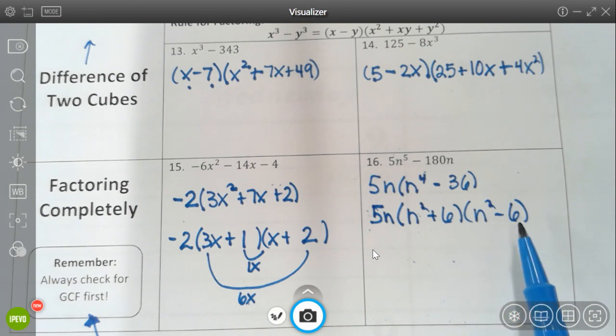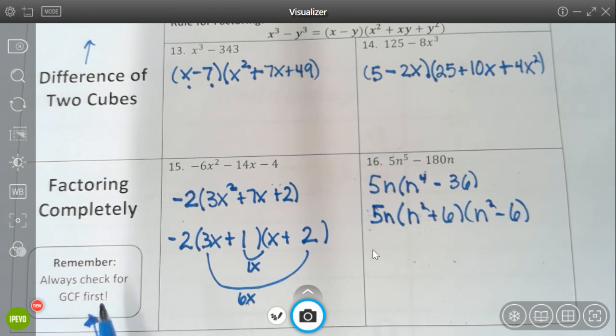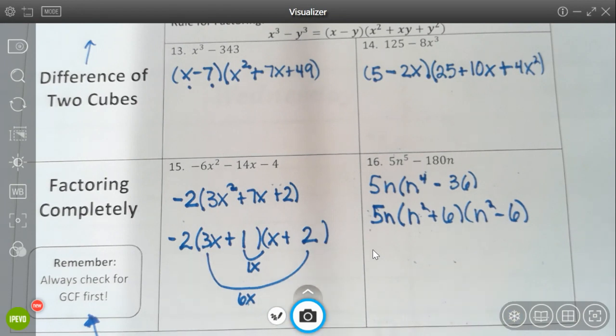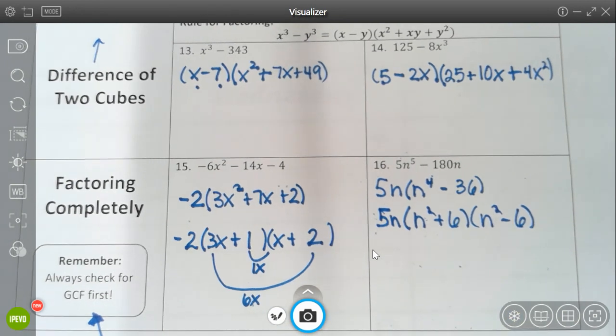That's a perfect square, but this one's not. So if this had been 9 or 81 or 36, I would keep on factoring. But because this is n squared minus 6, and this is a perfect square, but this one's not, I'm finished. So just remember, always check for a GCF first, and then after you factor out a GCF, use any of your factoring strategies that we've looked at earlier.